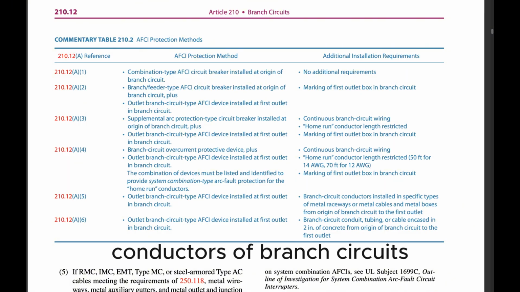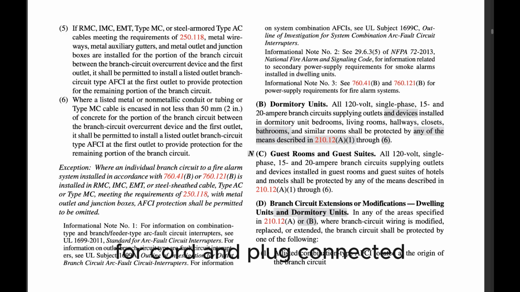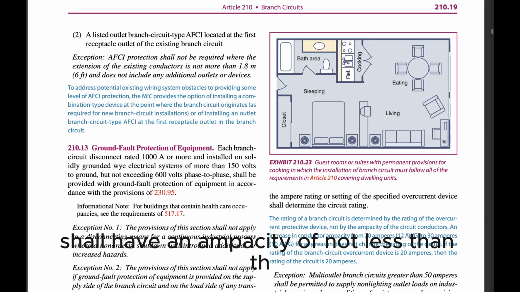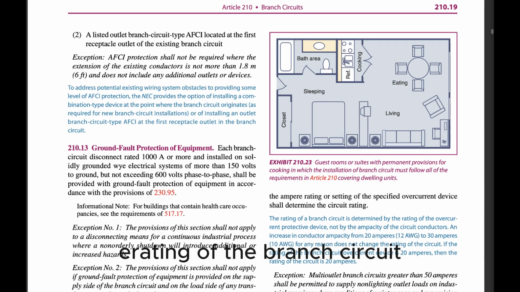(2) Branch circuits with more than one receptacle. Conductors of branch circuits supplying more than one receptacle for cord-and-plug-connected portable loads shall have an ampacity of not less than the rating of the branch circuit.